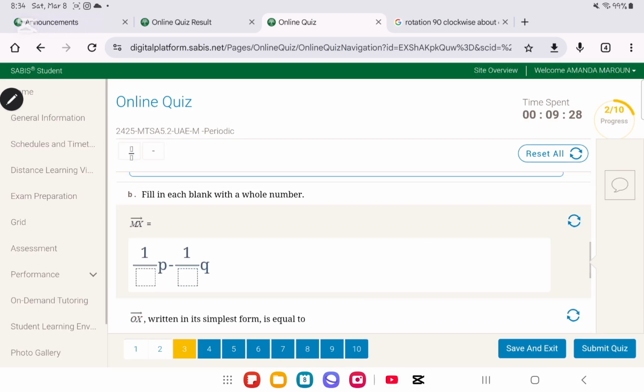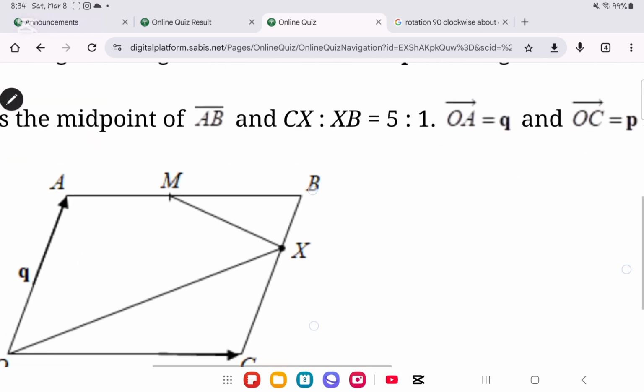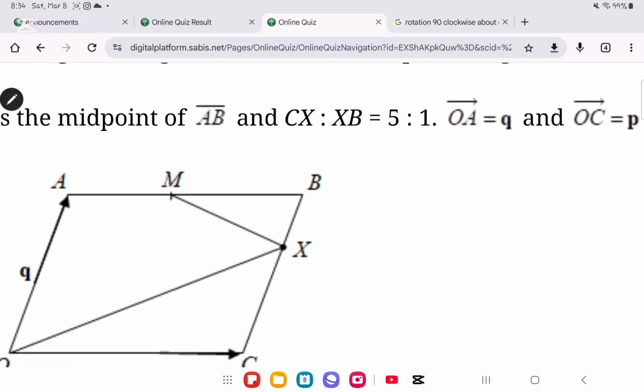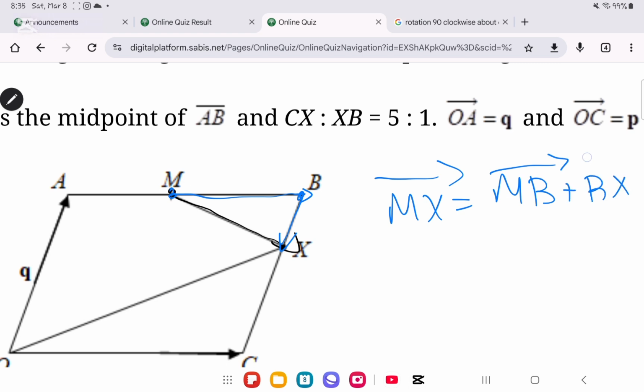Okay, we move on to MX. Fill in the blank with a whole number. Now this may seem tricky, but it's a very nice question. They need MX. MX looks like this. It will start here and it will go all the way here. Remember, you take starting point with starting point and terminal point with terminal point. So to find MX, it would be MB plus BX.